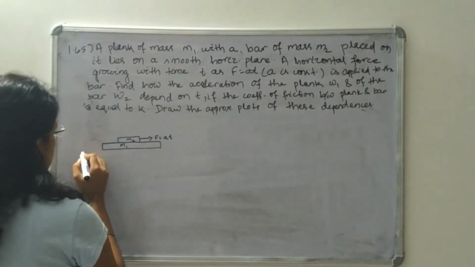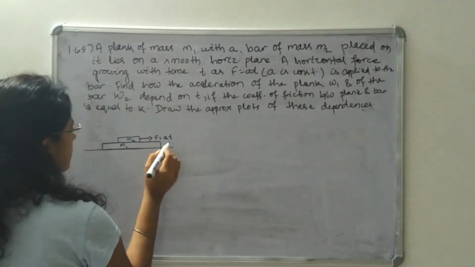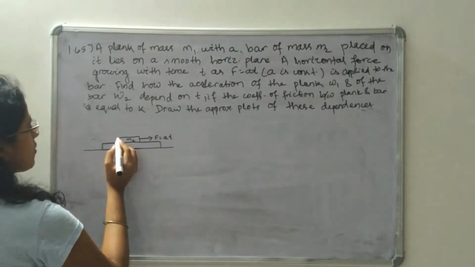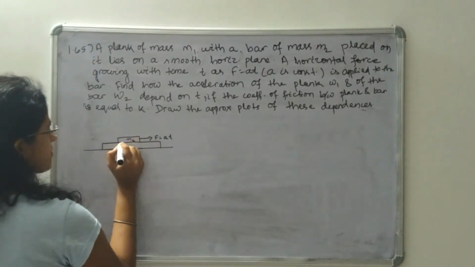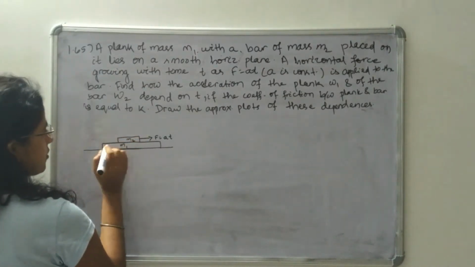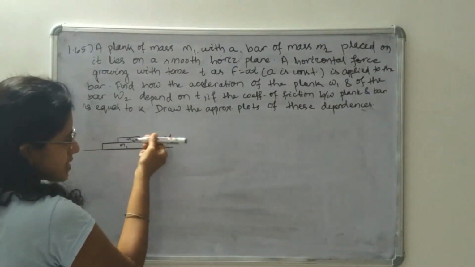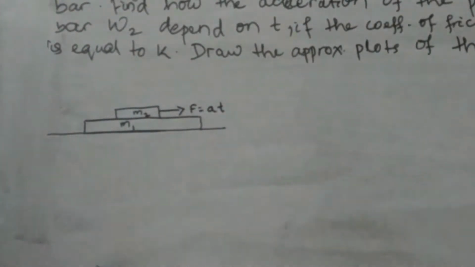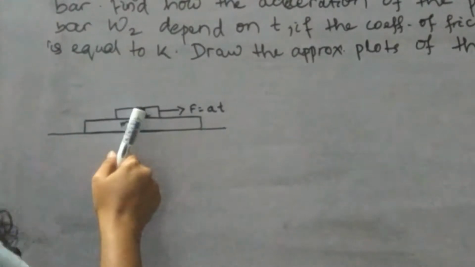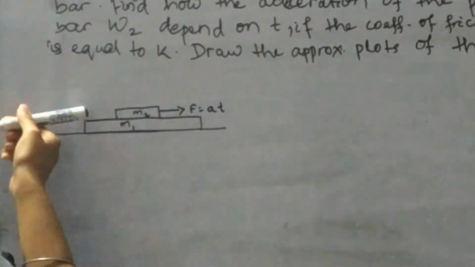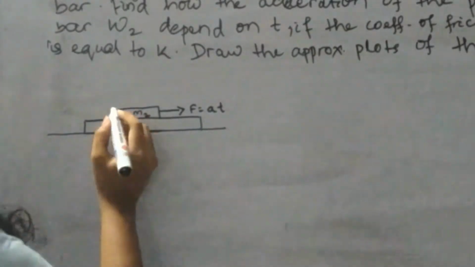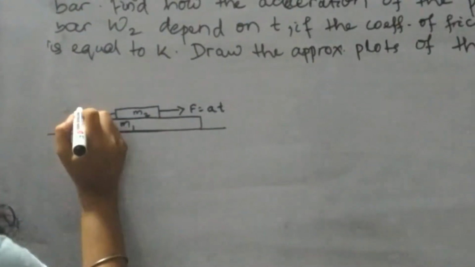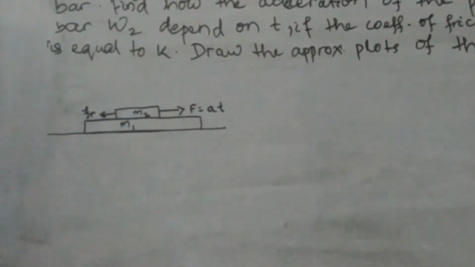Okay, you can see that it is given in the question that the coefficient of friction between plank and bar is equal to K. That means the coefficient of friction between this bar and this plank is K. As the force is applied in this direction, the frictional force is in which direction for the bar? Opposite to the motion always. Here the motion is in this direction as the force is applied in this direction. That means the frictional force for the bar is in this direction. Let us consider this Fr.